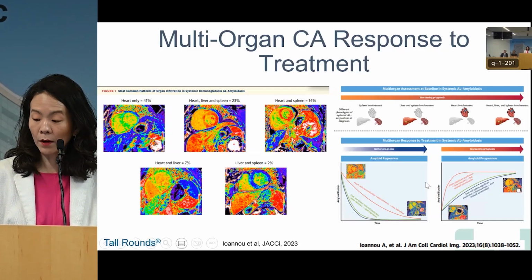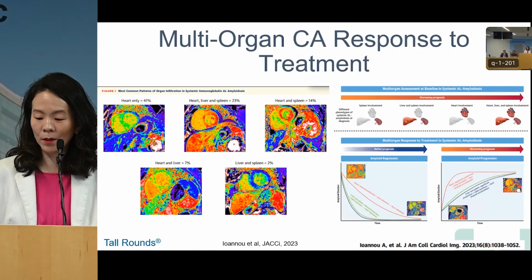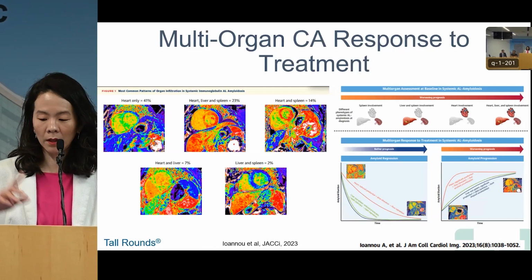And so on the contrary side, if you have increase in amyloid with progression, you can also see this in the liver and spleen as well. So it's a multi-organ problem, obviously, but with CMR you can evaluate all of the organs in the field of view, which I think is very interesting.